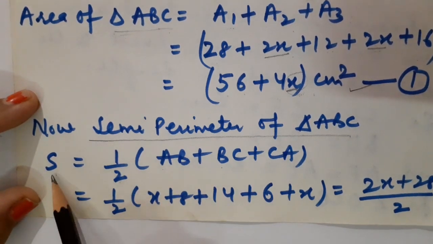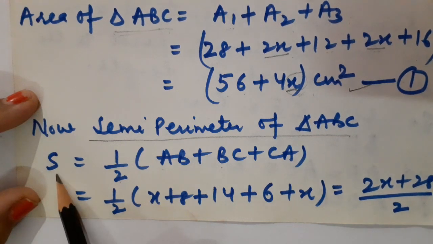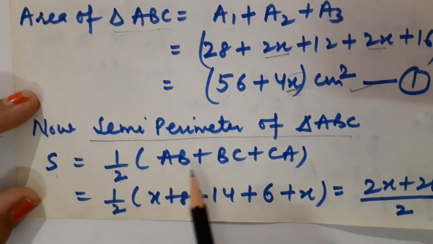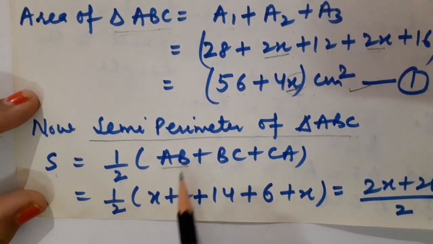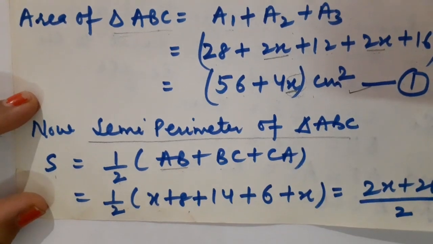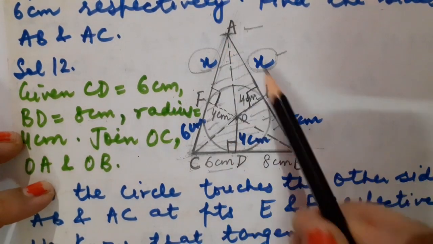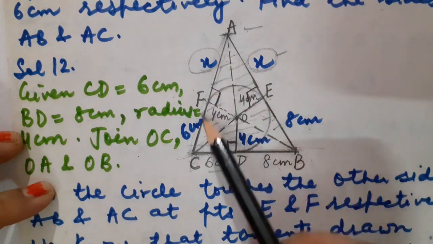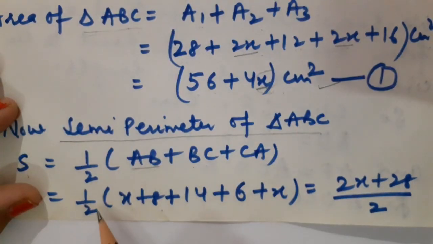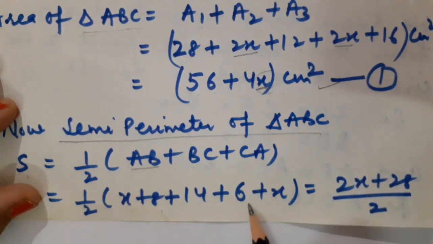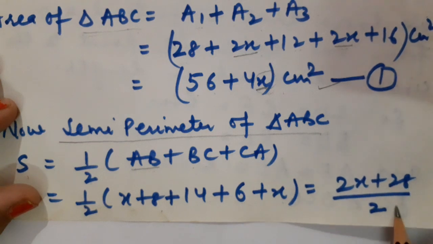Fine. So I am going to denote it by S, which is semi-perimeter, equal to half into AB plus BC plus CA. Okay, half into, what is AB? AB is x plus 8. Let us check. Look, AB is x plus 8. And what is AC? AC is x plus 6. And what is BC? BC is complete 14 centimeter. So I have put the values over here. Half into x plus 8 plus 14 plus x plus 6, or 6 plus x. So after adding them, I have got 2x plus 28 upon 2.